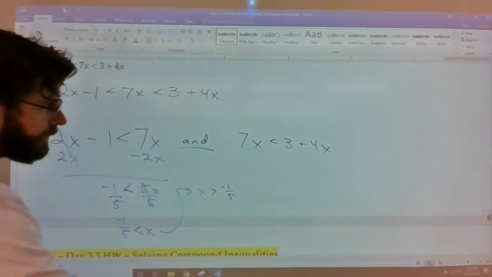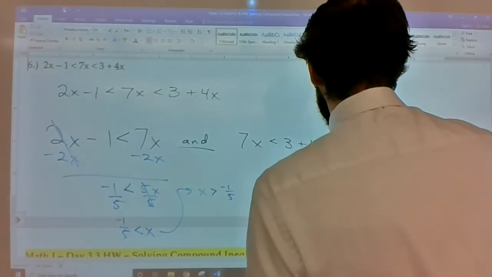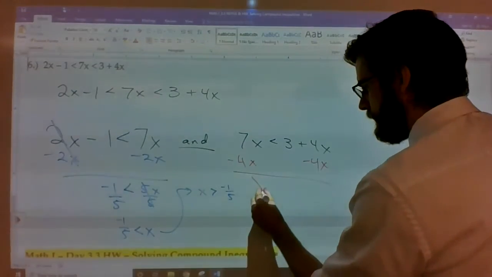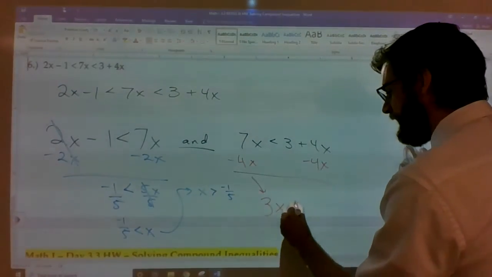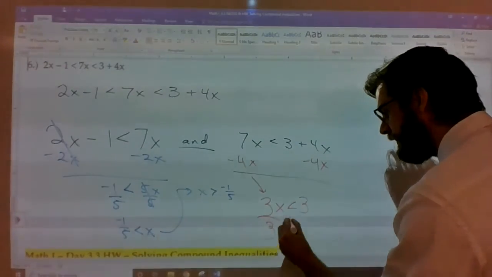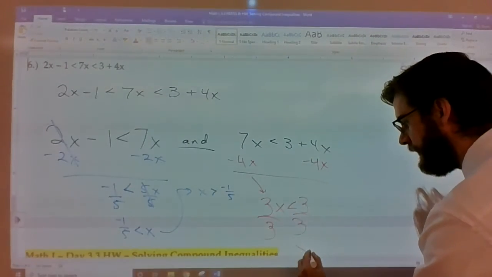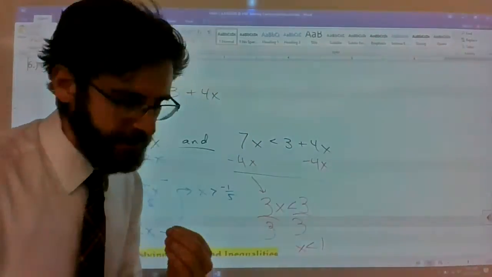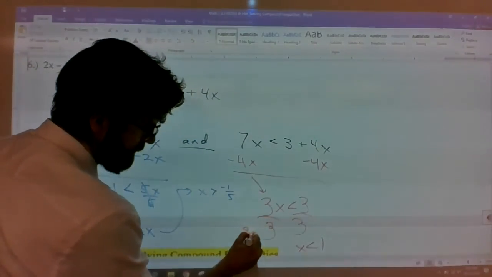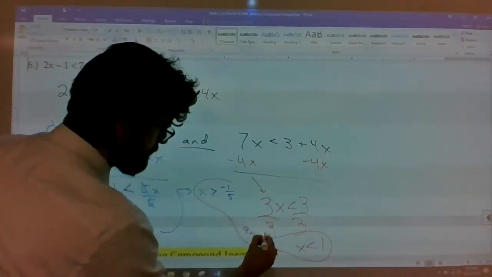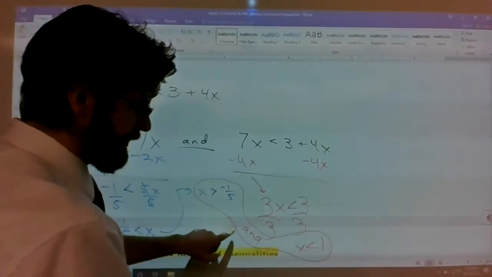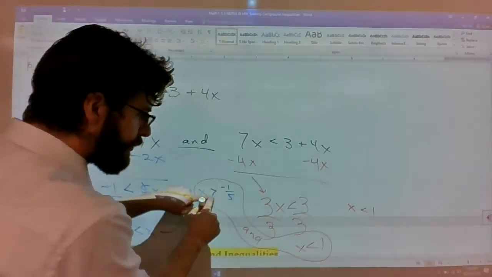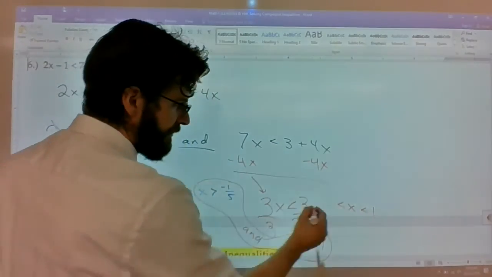For the second one, I'm going to subtract 4x from both sides. You get 3x is less than 3. Divide by 3. You get x is less than 1. So as a connected statement, this would be x in the middle, it's less than 1, but it's greater than negative 1/5.